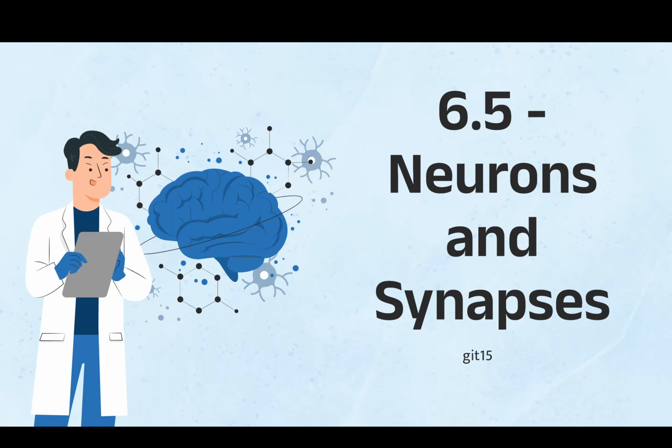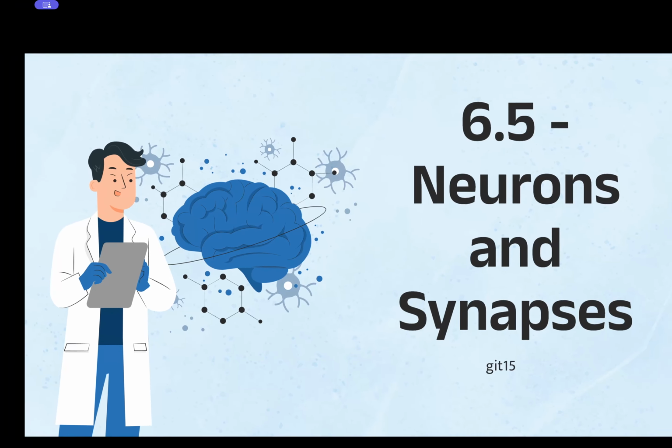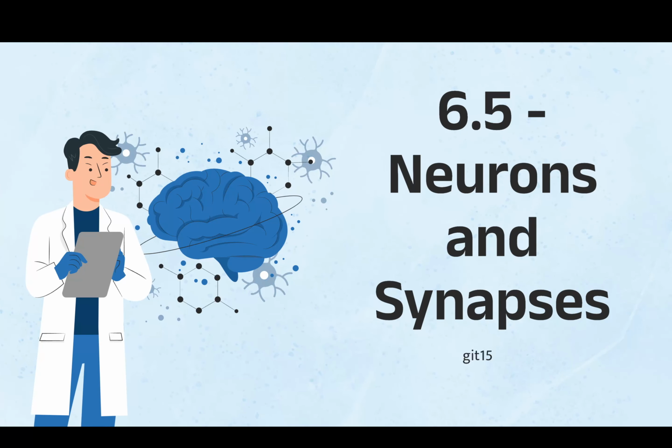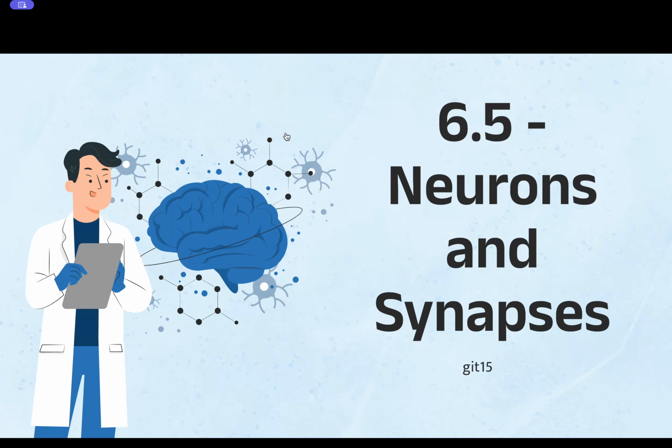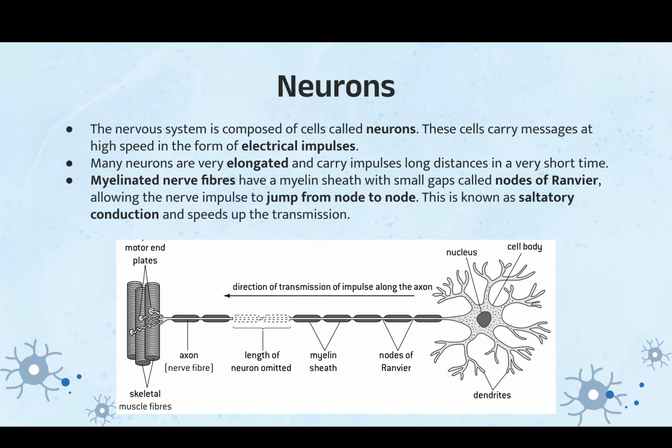Okay. Let's go. So, 6.5 Neurons and Synapses. So, first of all, we need to know what neurons are.